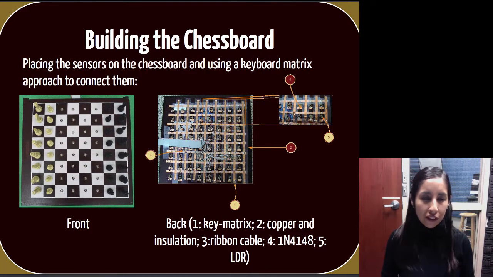During the building of this chessboard, we first started to drill holes and place LDRs in the middle of each square. Then we connected those LDRs in a key matrix configuration, as you can see in the image on your right. And we connected a ribbon cable that will feed voltage to each of the 8 columns. We will read the data from the sensors from each of the rows.